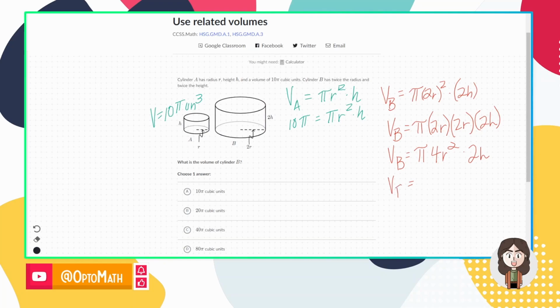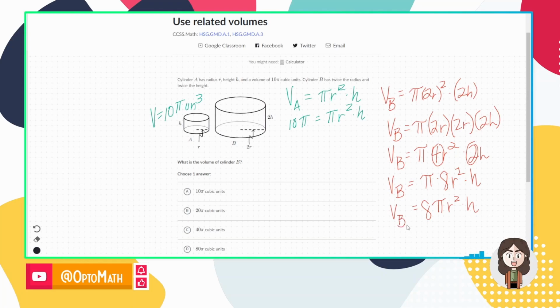Continuing again. Let's take care of these two numbers. Pi is a number as well, but let's say the whole number pieces. 4 times 2 is 8. And we have our R squared and our H. So now, one more thing you could do is bring the 8 out front. That might help you visualize things.